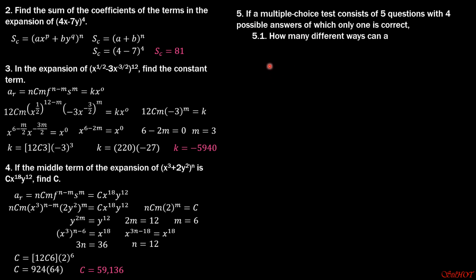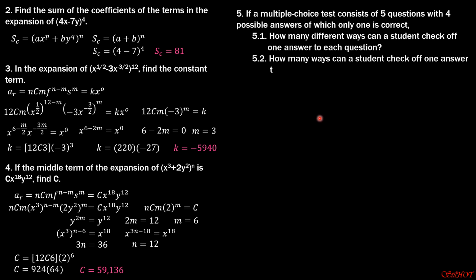Problem 5. If a multiple choice test consists of 5 questions with 4 possible answers, of which only one is correct, find: 5.1, how many different ways can a student check off one answer to each question? 5.2, how many ways can a student check off one answer to each question and get all the questions wrong?